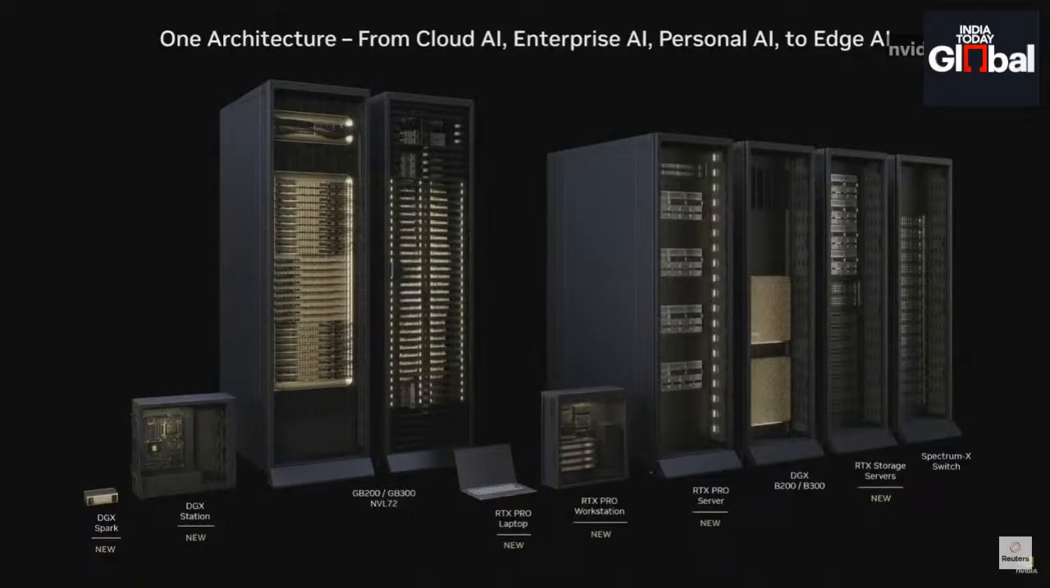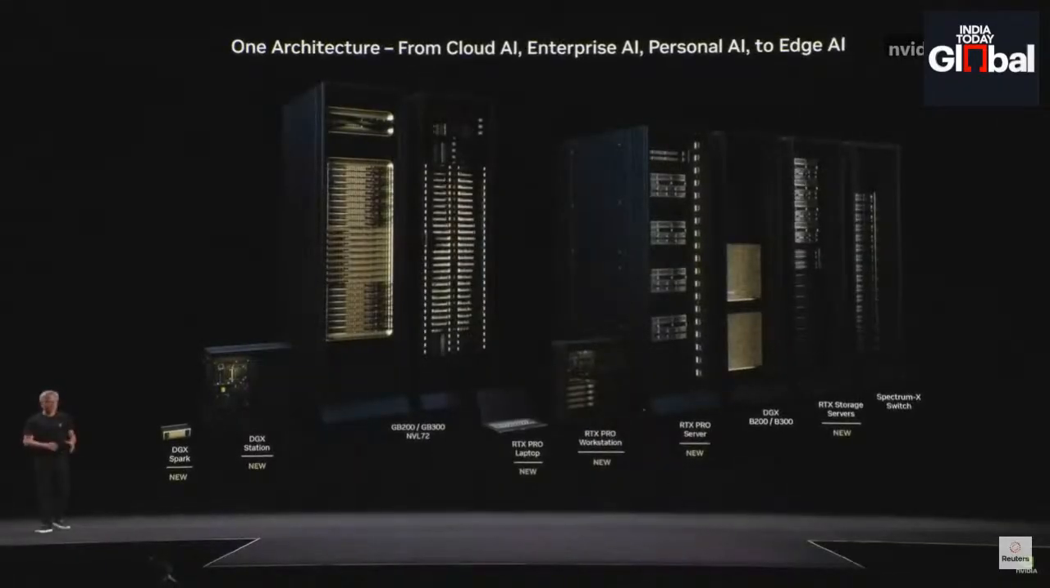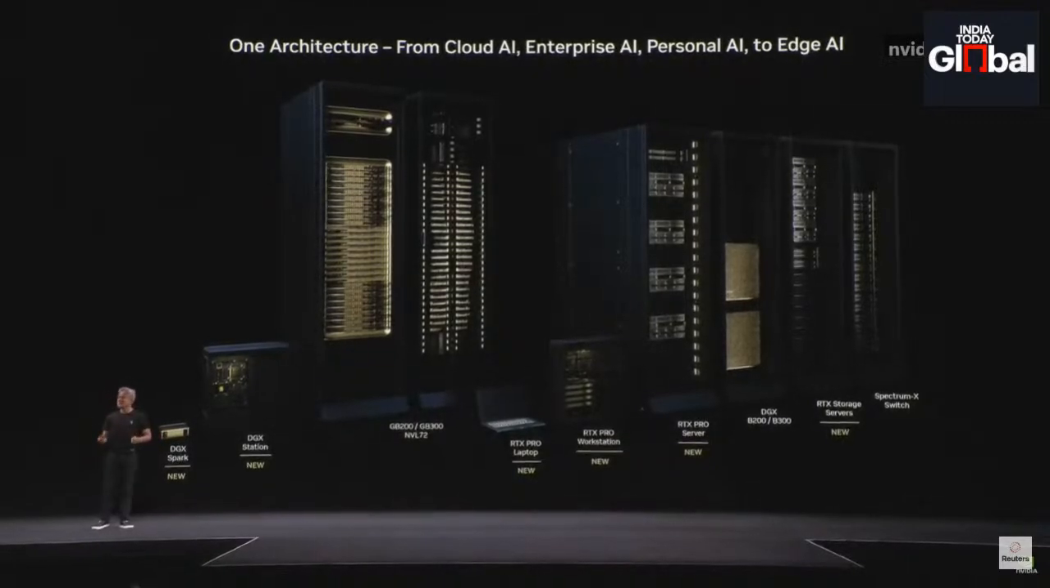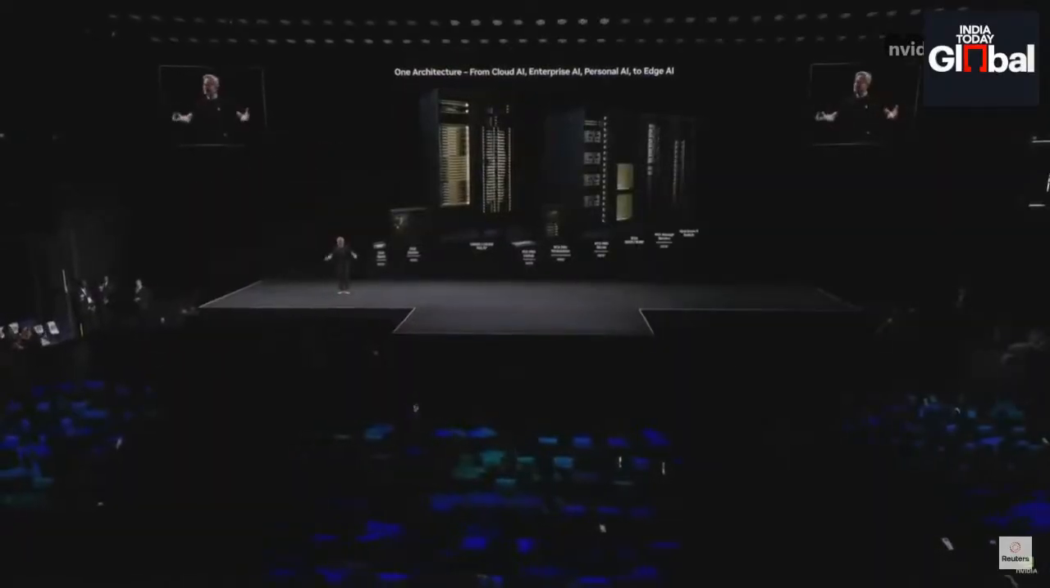DGX Spark enables you to have essentially the Grace Blackwell system on your desktop. In the case of Spark, desktop. In the case of DGX Station, desk side. This way, you don't have to sit on a supercomputer while you're developing your software, while you're developing your AI. But you want the architecture to be exactly the same. These systems are identical from an architecture perspective. From a software developer's perspective, it looks exactly the same. The only difference is scale and speed.